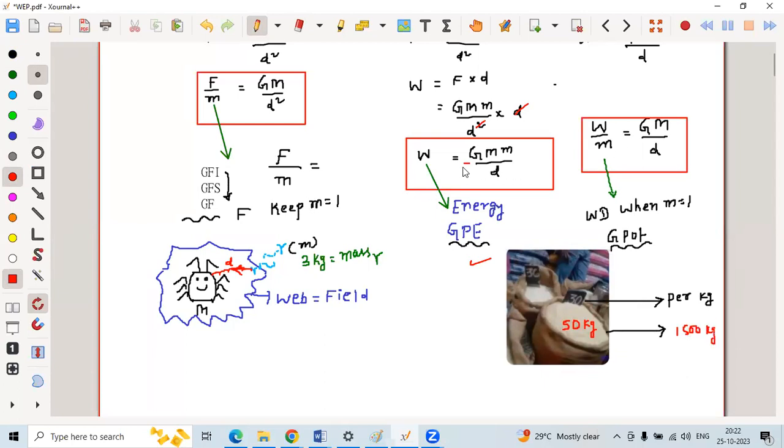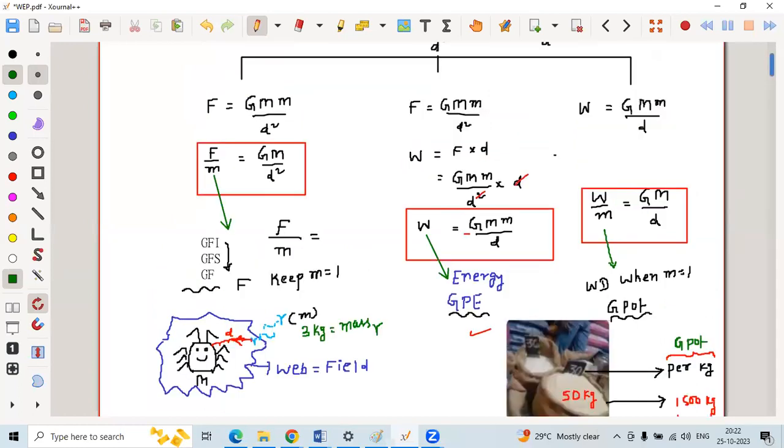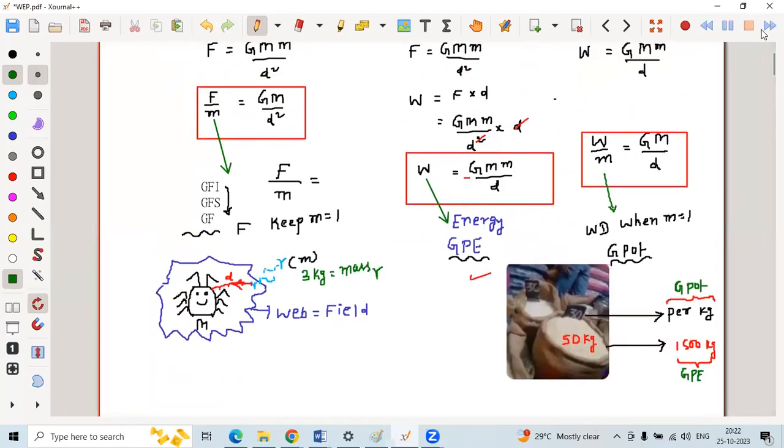Now see, total work done is gravitational potential energy, and work done per kg is gravitational potential. Then why per kg? To simply convey how much work you are doing on 1 kg. It's like a price tag.